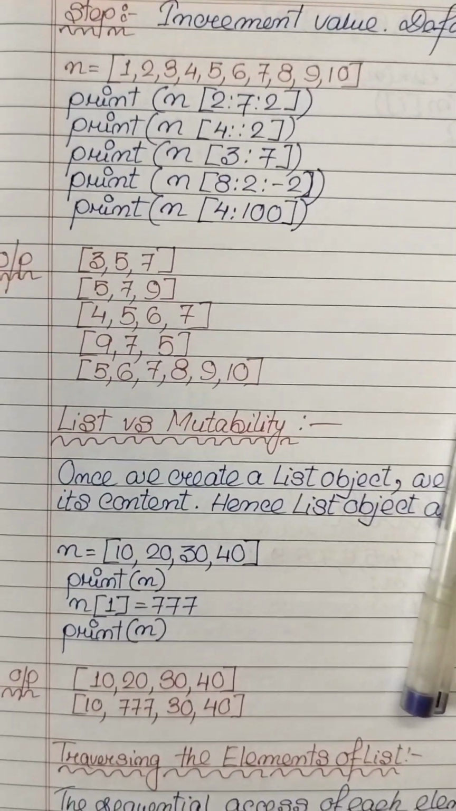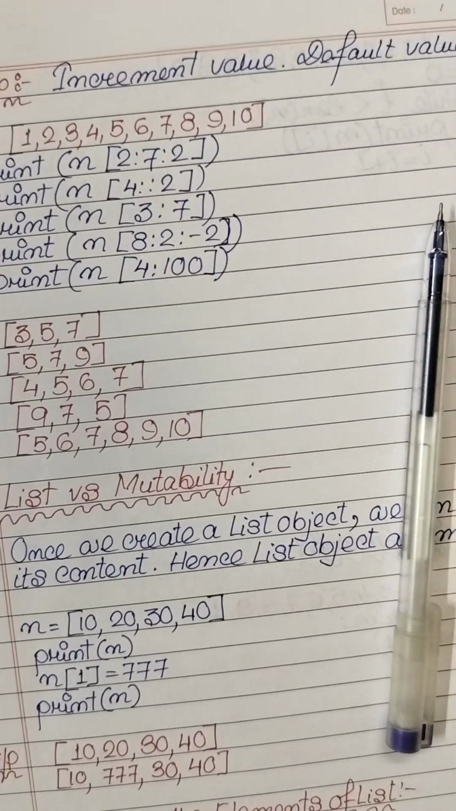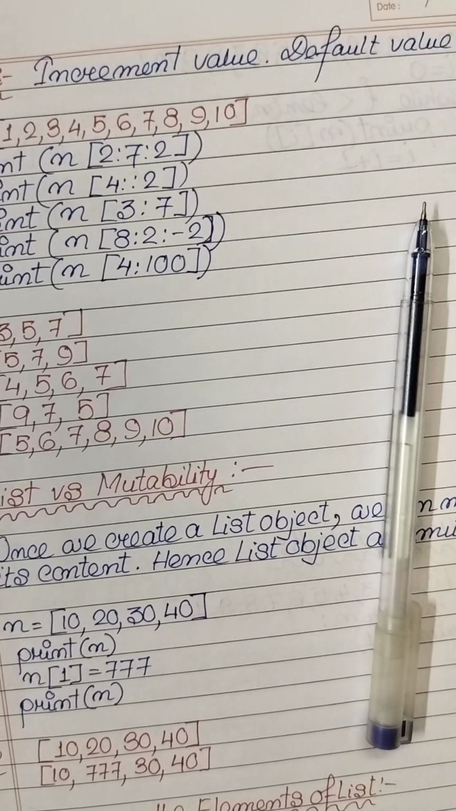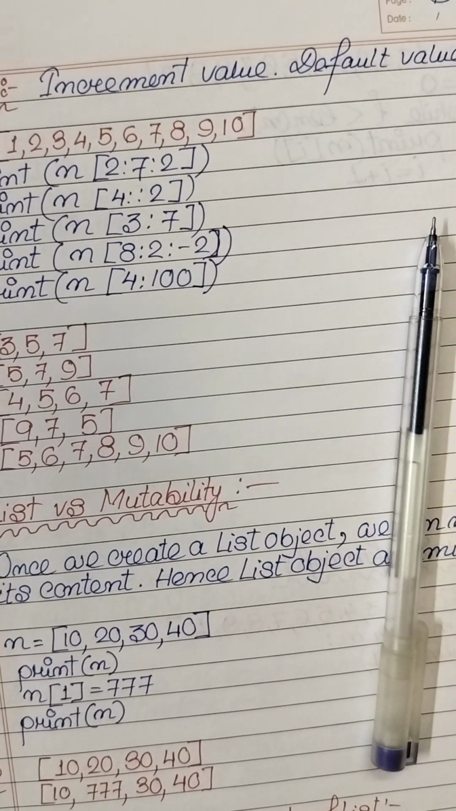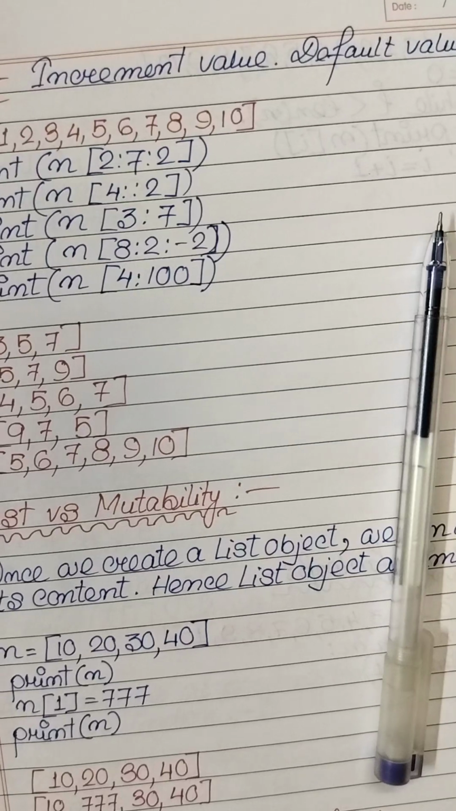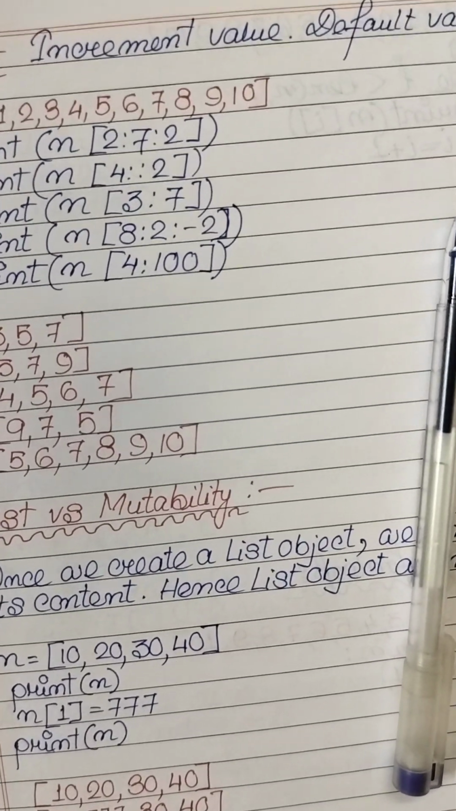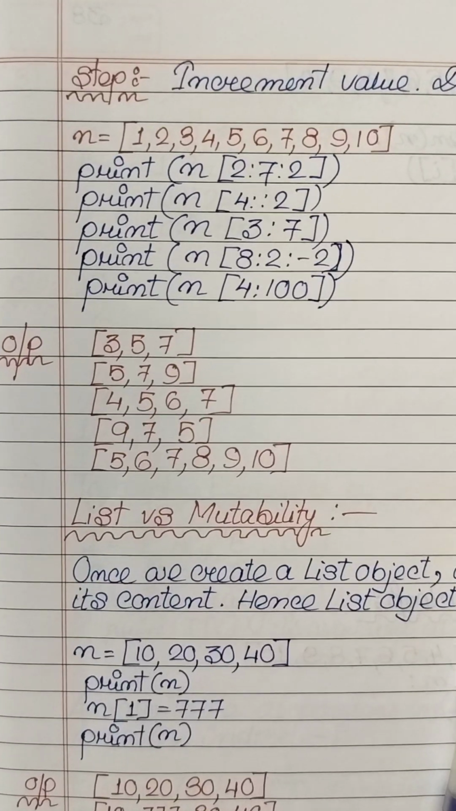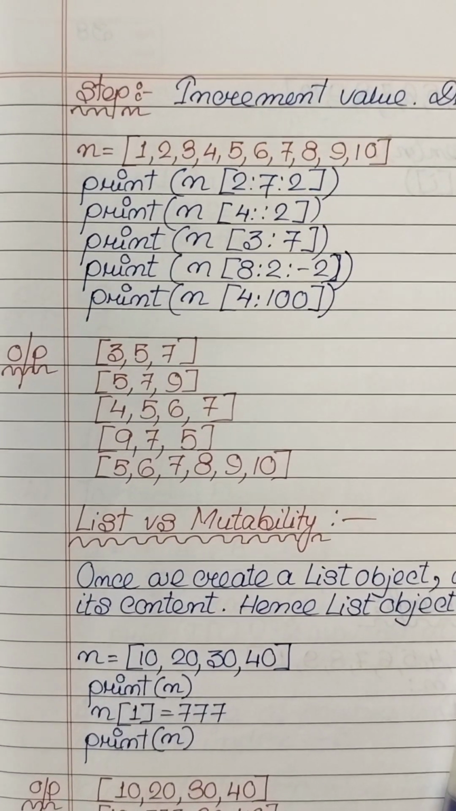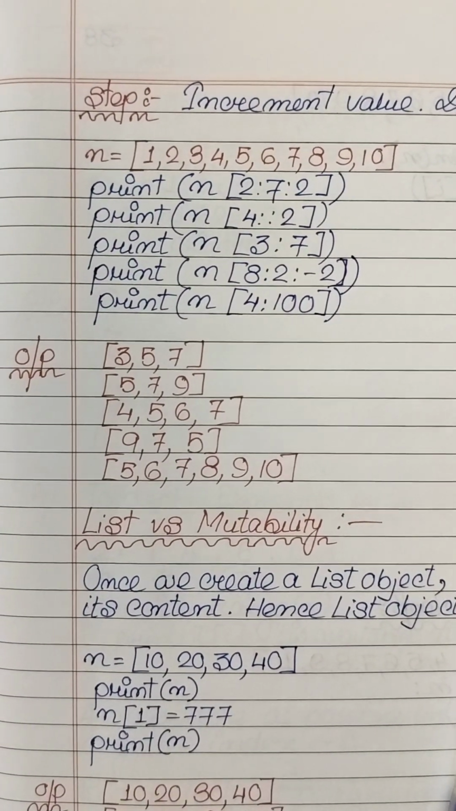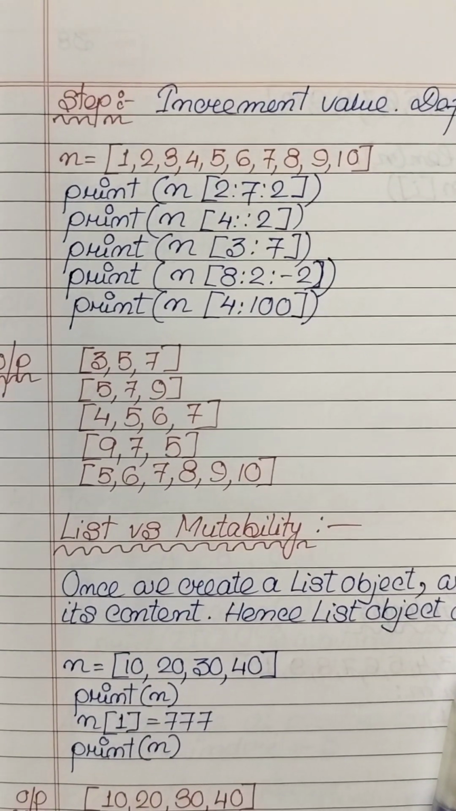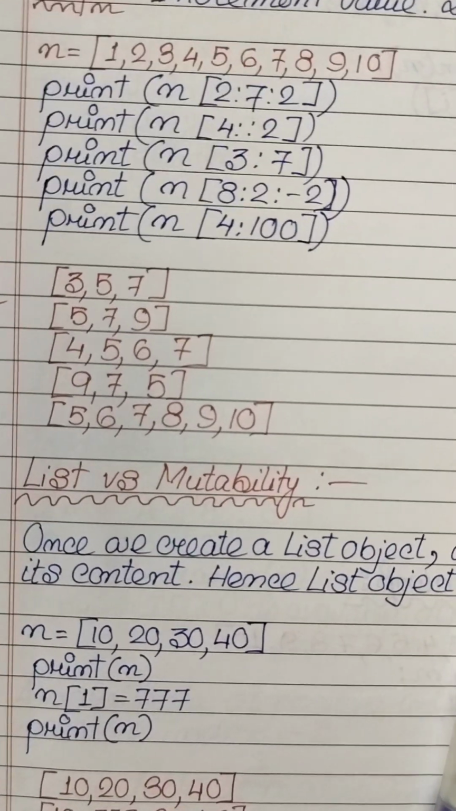Next print n[8::-2]. That means it will start from the 9th position and it will move backward. Minus 2: 9 minus 2 is 7, 7 minus 2 is 5. It will be 9, 7 and 5. The result is 9, 7, 5. This was for the question print n[8::-2].